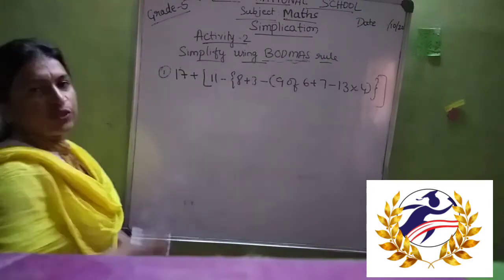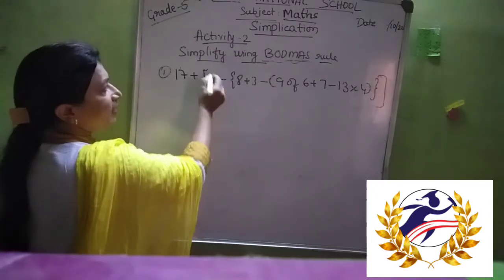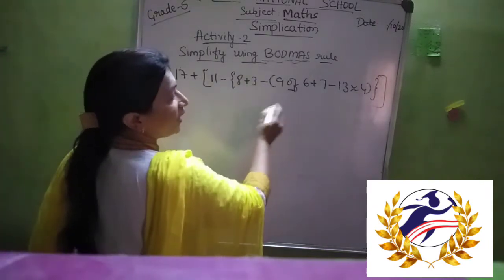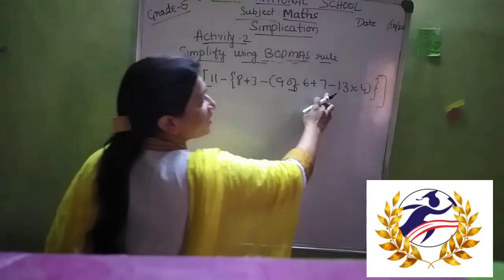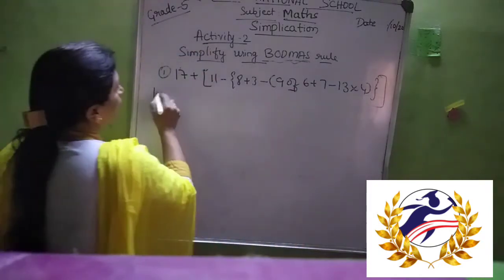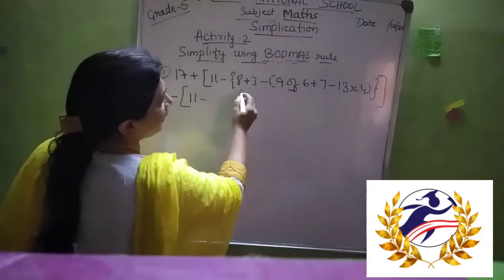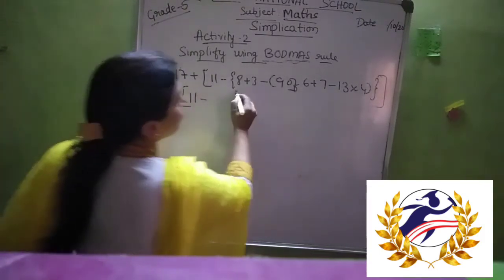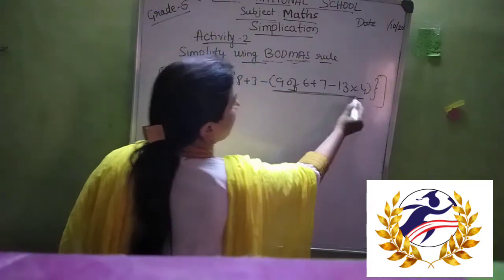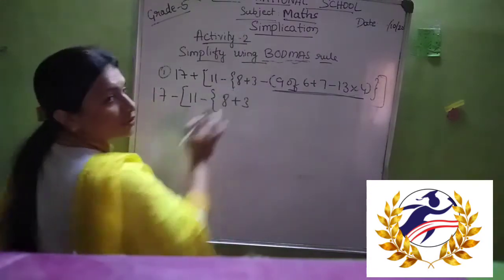Let us take the next problem in the same heading. So 17 plus, inside the bracket 11 minus 8 plus 3 minus 9 of, directly they have given of, 6 plus 7 minus 13 into 4. This is the problem given. So I will solve one by one, which is inside the bracket. So this is the whole thing which is inside the small bracket, isn't it? So that's why I need to write this 8 plus 3 also as it is.